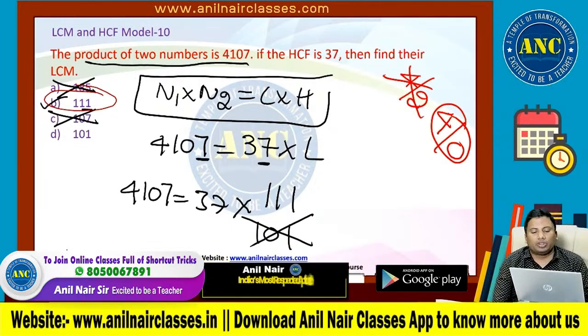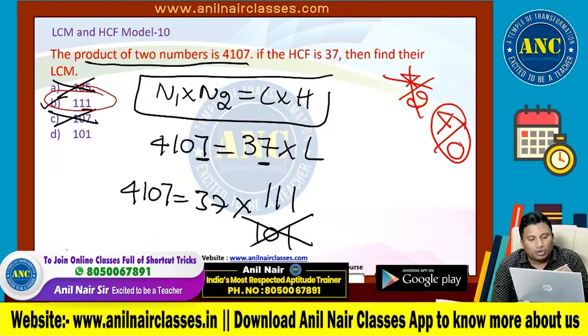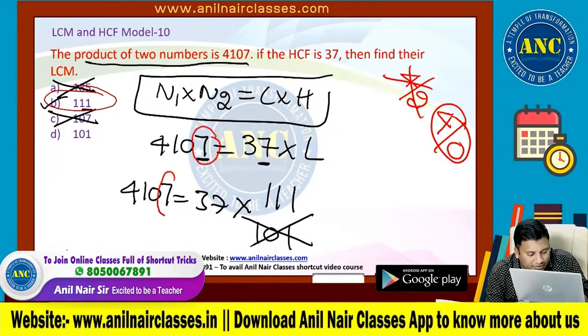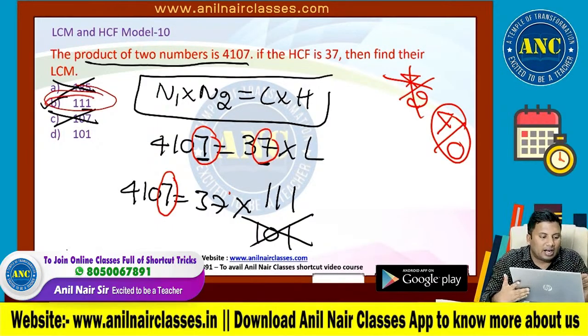4107 is equivalent to 37 into L. Unit digit is 7. If this is 7, the unit digit has to be 1, because 7 ones are 7. So the answer will be either 111 or 101. 101 cannot be the answer.